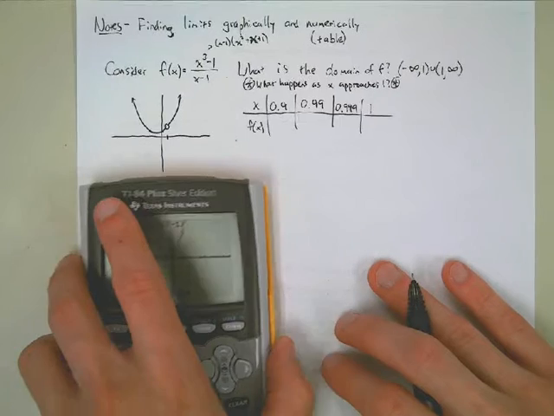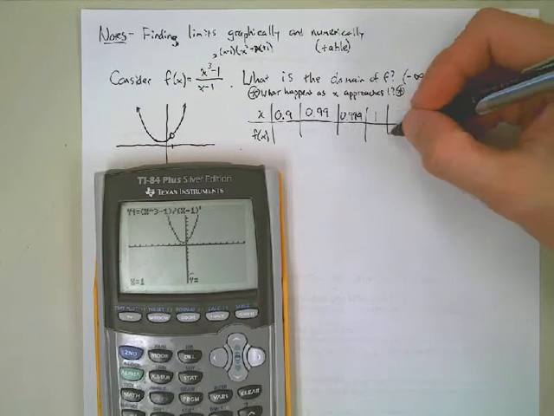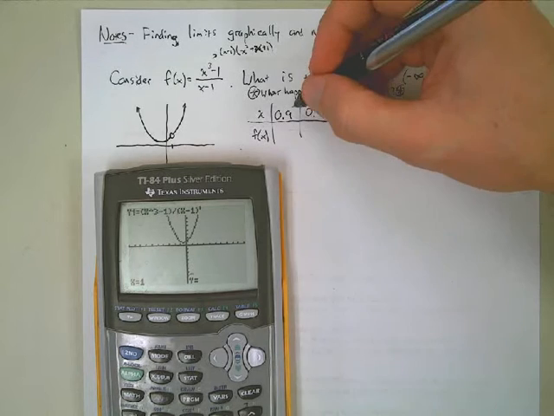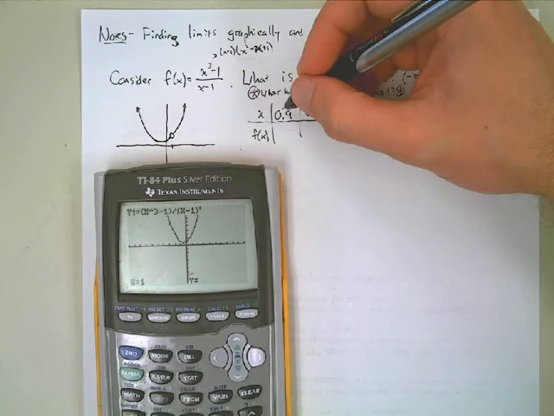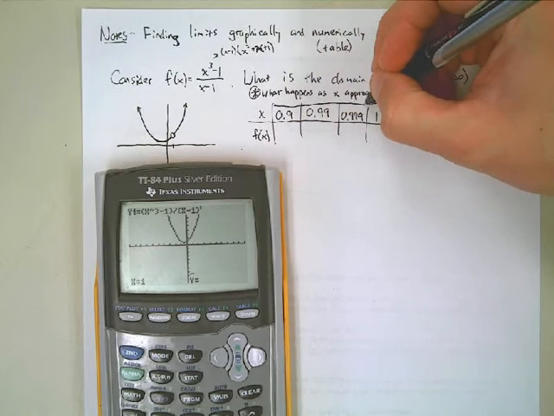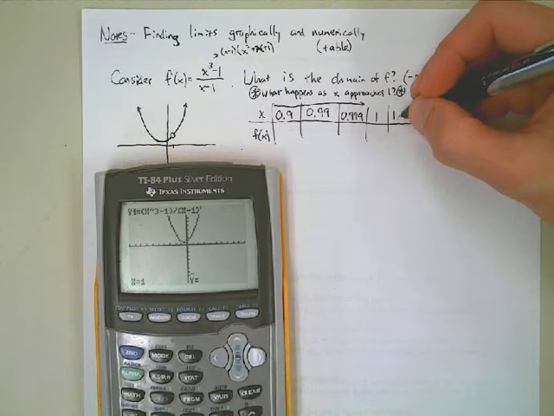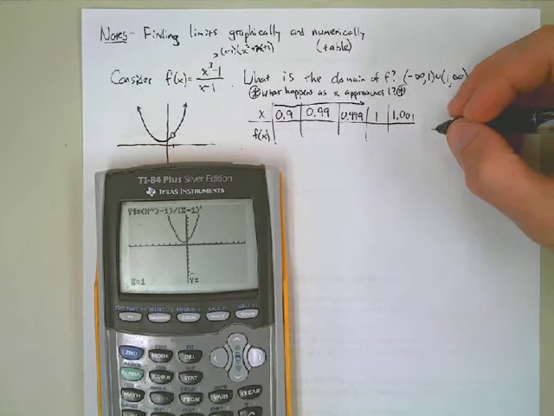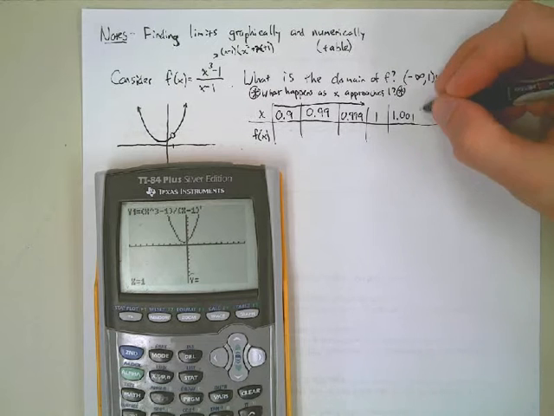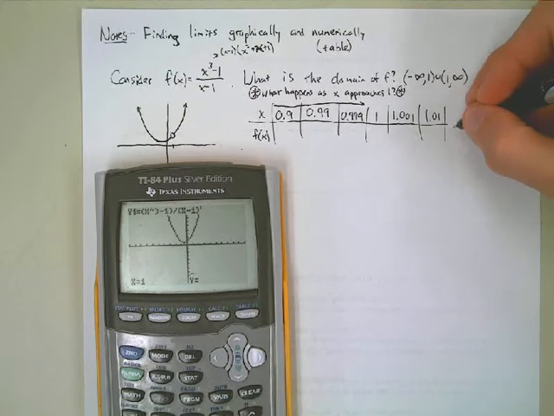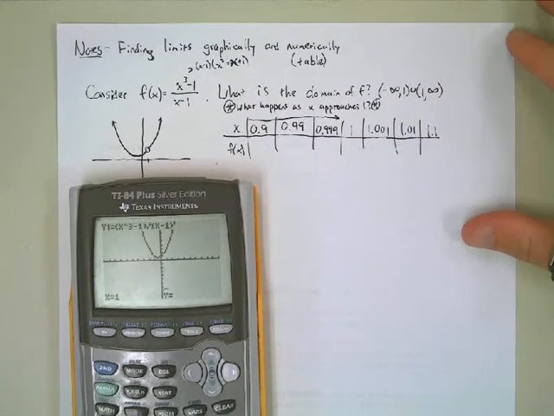So we'll put that in our table. So that's approaching x from the left-hand side. But to approach from the right-hand side, that would be like 1.001, right? We want to go just a little bit above 1. And then we'll also do 1.01, and then we can do 1.1 as well as we move further and further away.